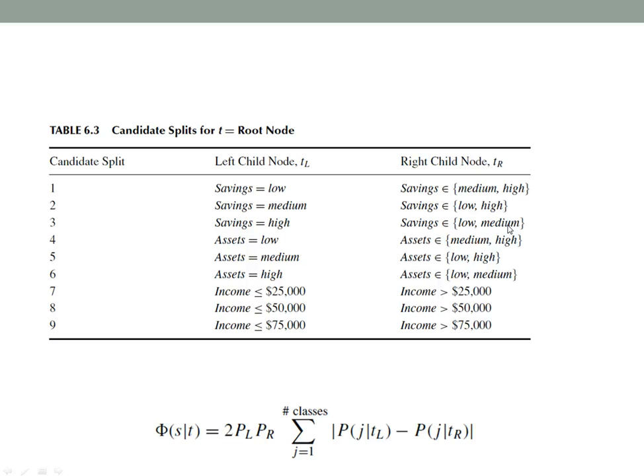And then, on the other hand, we don't have to use savings at the root node. We could use assets at the top. Again, assets also has three values, so we have the same problem we had before. We're going to have to split and group, the same way. Or income. Now, income, what were the possible values?